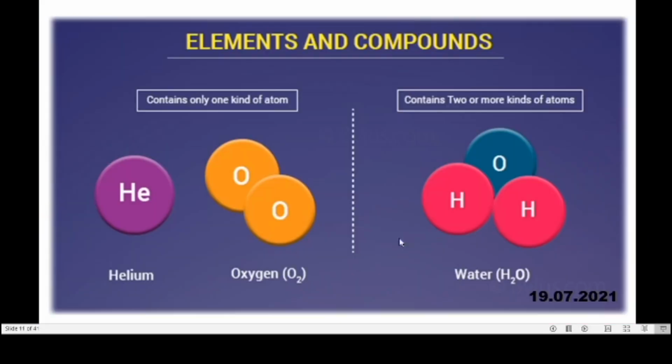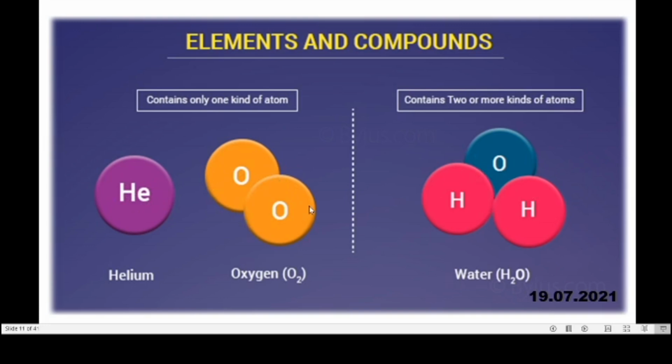Very clear? Okay. So here, an example is helium. Helium is an element, and here only a single atom is present. Here is oxygen; this is not an atom, this is a molecule. Two atoms are combined, so this is a molecule of an element. Two oxygen atoms are combined to give an oxygen molecule. This is a water molecule. This is an oxygen molecule. This is a helium atom. This is an oxygen molecule.